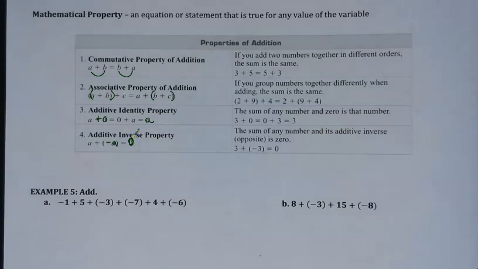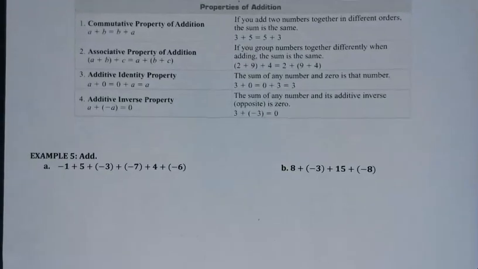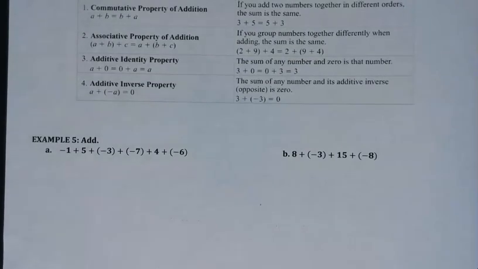So in example 5, we would like to add these numbers. We'll keep our properties of addition so we can see those. The nice thing is all of these are addition, plus, plus, plus, plus, so we don't have to worry about doing different operations. Order of operations says we go from left to right, which is accurate, but we could also use the commutative or associative property to move some of these around to make life a little bit easier.